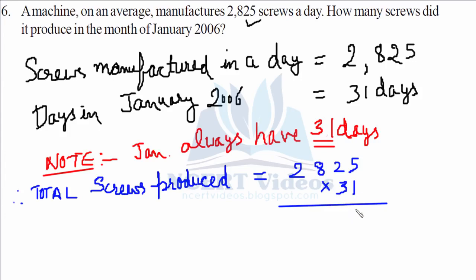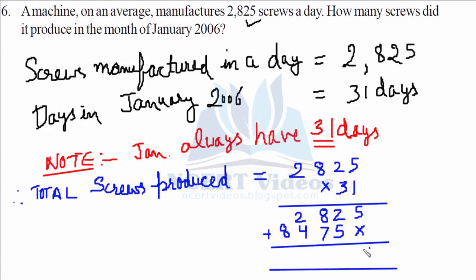So 5 ones are 5. Or you just multiply it by 1. So it comes out to 825. Now 5 threes are 15. Carry 1. 3 twos are 6, give you 7. 8 twos are 16. 8 threes are 24. Therefore 2. 3 twos are 6. 7, 8. Now just add them up. That is the plus sign. So it gives out 5. 5, 6, 7. 8 is 16 minus 1 gives you 15. 4, 5, 6, 7 and 8. So it turns out to be 87,575 screws in the month of January 2006 were manufactured by the machine.